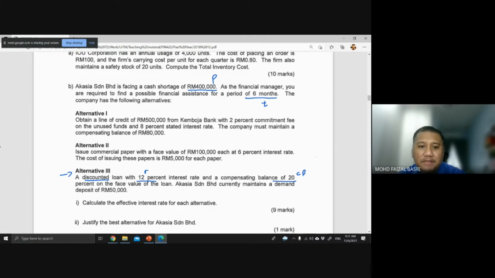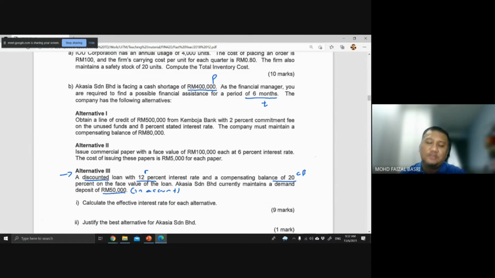Okay, based on the face value, so meaning based on your borrowed amount. So how much? 400,000. So they borrow 400,000. So 20% of it needs to be kept in the bank as part of your CB requirements. And one last statement here, they said that this company, Acacia Sdn Bhd, currently maintains a demand deposit of 50,000 ringgit. So this is already in the account. Okay, I'll show you what will be the implication for our CB. Sebab CB requirement is 20%, so you need to calculate dulu berapa 20% of 400.